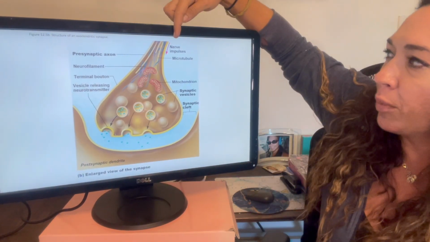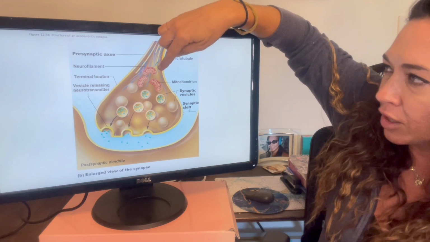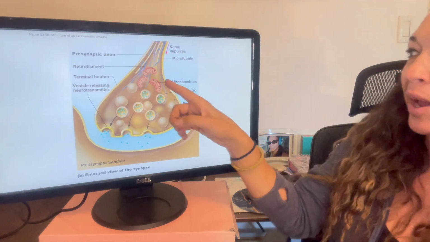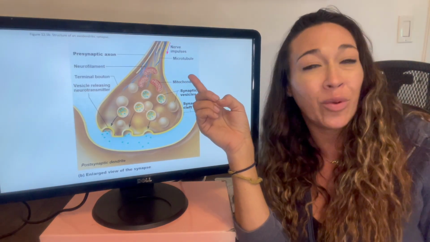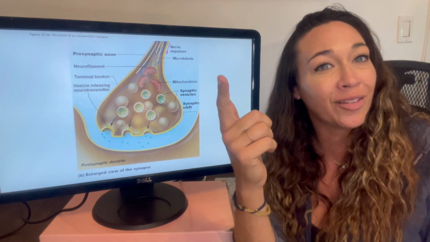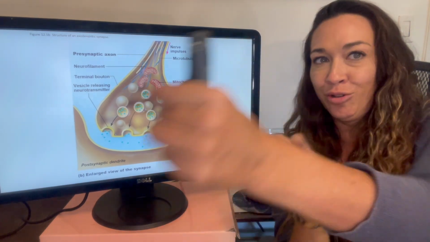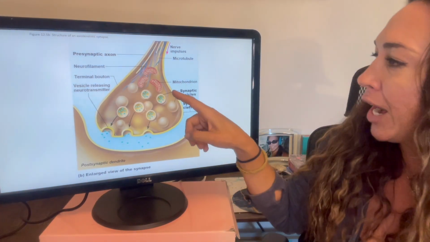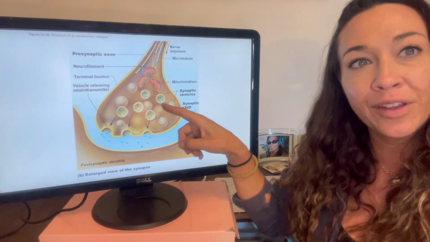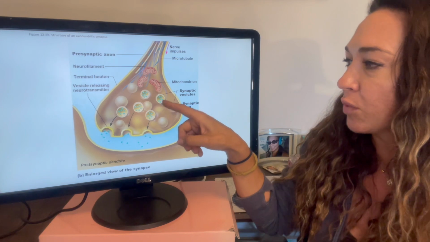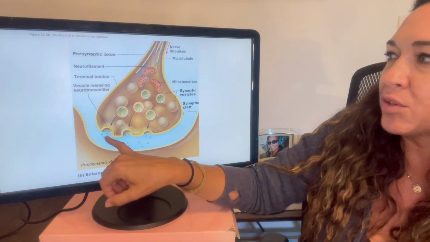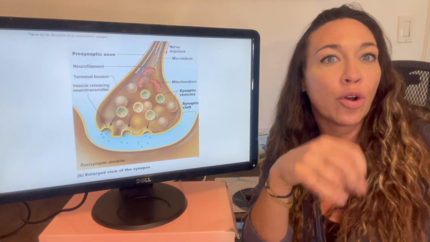So the nerve impulse is coming down through here, right? It's going to pass by a lot of mitochondria because remember, we need all of the sugar and all of the oxygen. And who's going to do that for us? Good old mitochondria, right? It's going to release whatever chemical signal via these synaptic vesicles right here. And that's what you can see right here. These are the vesicles that are releasing the neurotransmitter.